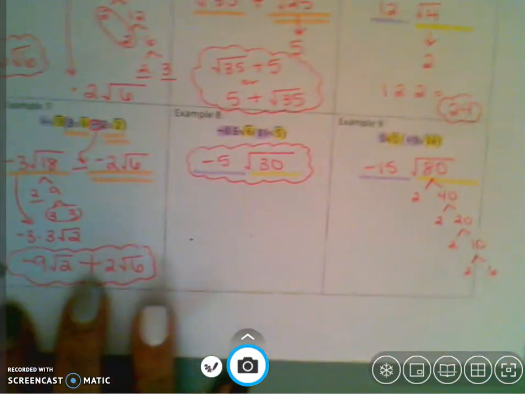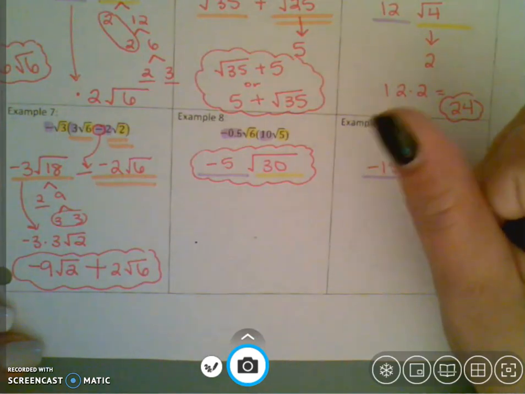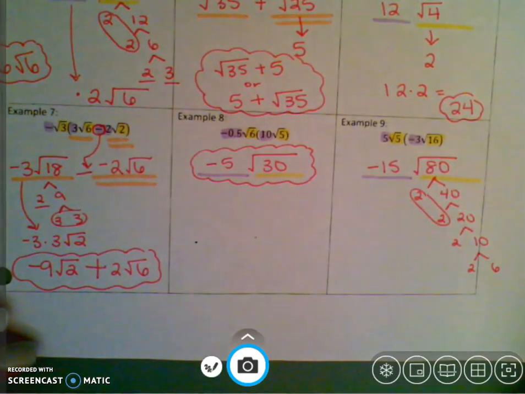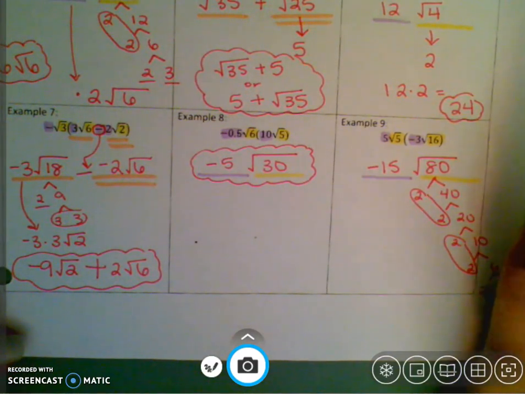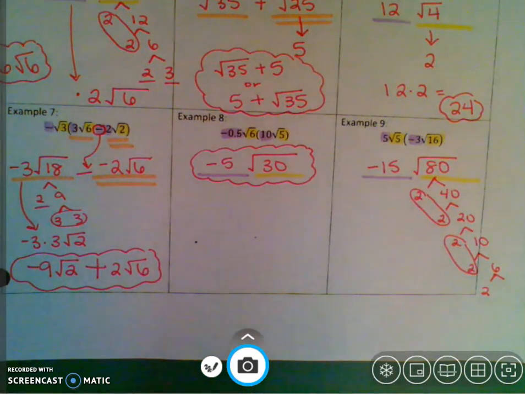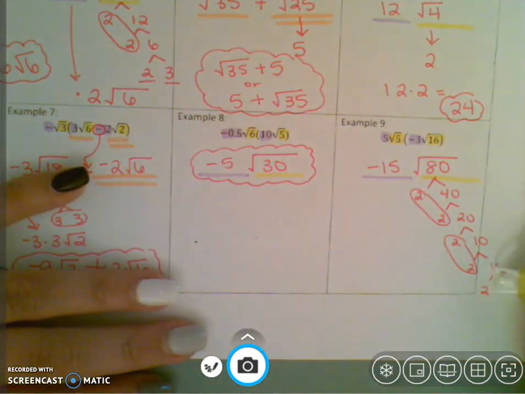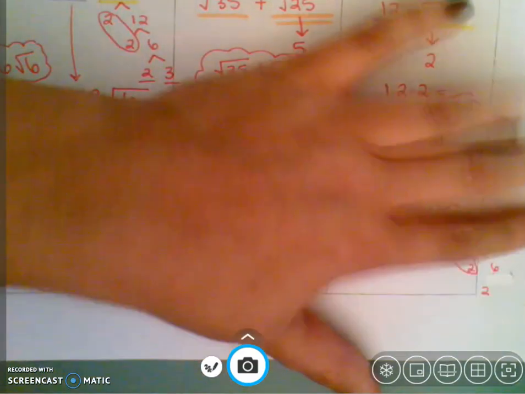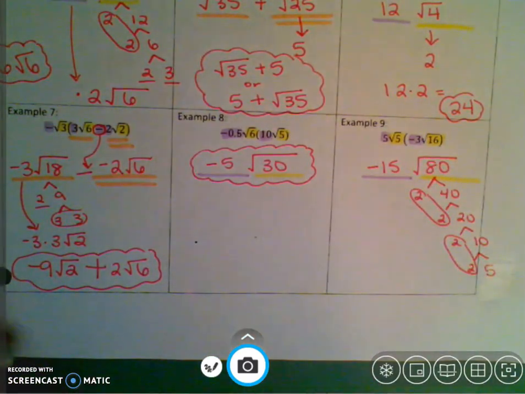Oh, I'm off the screen. Hang on. There you go. So then I have a pair of 2's. And I have another pair of 2's. Oh, I forgot to break down 6. Oh, that should be a 5. Well, it's too early for this video. There we go. 2 times 5 makes 10.